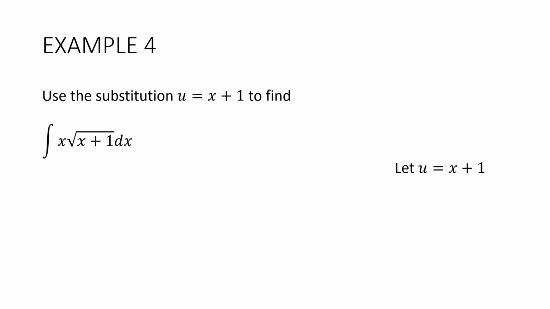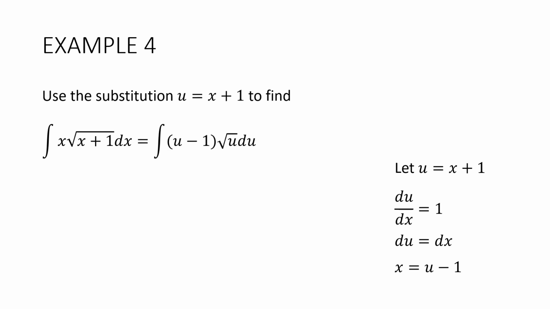Let u equal x plus 1. Therefore, du dx is equal to 1. Du is equal to dx. So that's going to be a straight swap. This is going to be the square root of u. But what is this going to be? We need to rearrange this equation and make x the subject. So x is equal to u minus 1. Let's substitute in. Can you see how we've broken down that square root?